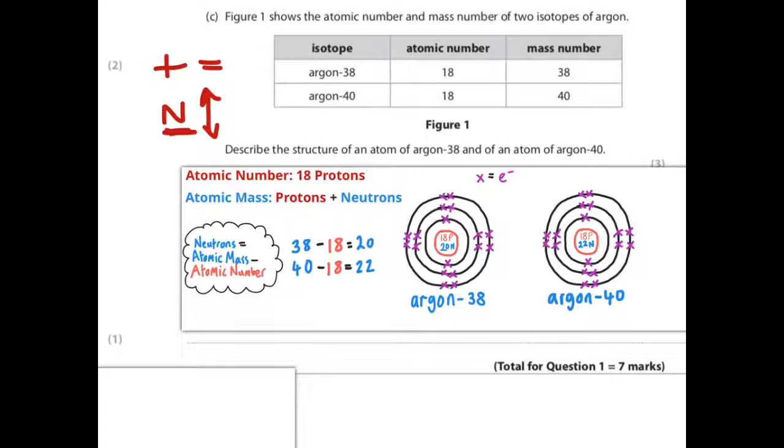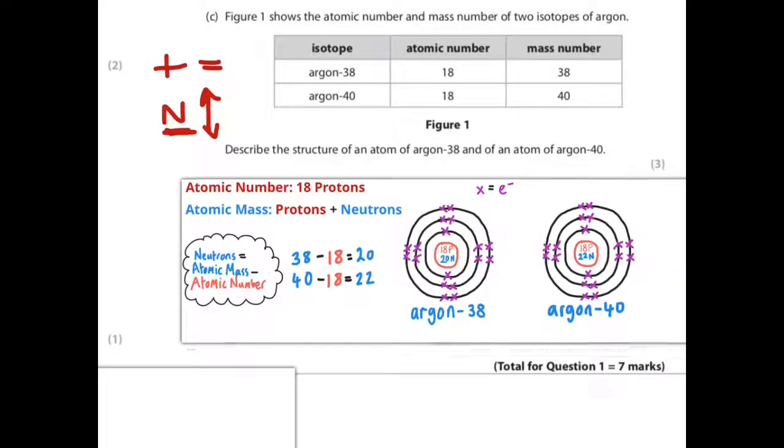So when we do that, we see that argon-38 has 20 neutrons and argon-40 has 22 neutrons. So this has 20 neutrons in its nucleus, this has 22 neutrons in its nucleus. And finally, the electrons. Well, the electrons in an atom always equal the number of protons, or the atomic number. By definition, the atomic number is the number of protons, but the other piece of information you can understand from this is the number of electrons. So you'll have 18 electrons in the shells outside argon-38, and you'll have 18 electrons in the shells outside argon-40.